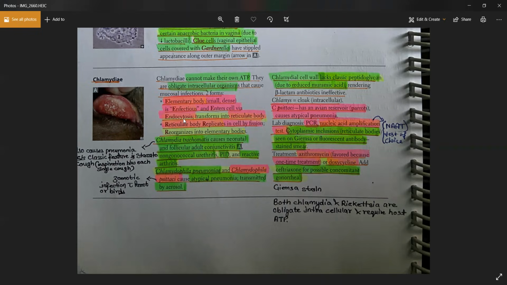Okay, and during the exit from the cell, they will reorganize into the elementary bodies again. Okay, then you need to know the species or the strains of the chlamydia.